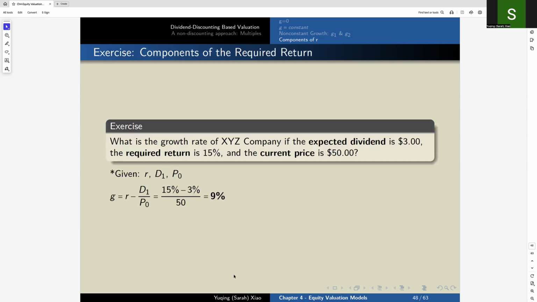Let's try a quick calculation. Suppose a company is expected to pay a dividend of $3 next year. Its stock price today is $50, and investors require a 15% return. We can then back out the implied growth rate. First, compute the dividend yield. $3 divided by $50.